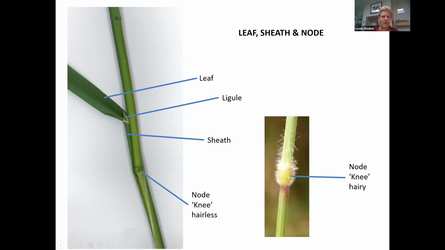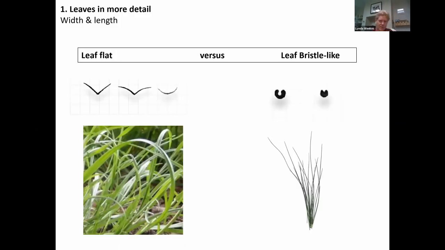Okay, so let's have a look at leaves. I suppose the first and foremost thing is width and length is really important. And this is where your ruler is going to come in handy, because you can have flat leaves, and they can be maybe like 3 or 4 millimeters wide, but they could be up to 8-10 millimeters wide as well. So the width is important when you're identifying grasses.